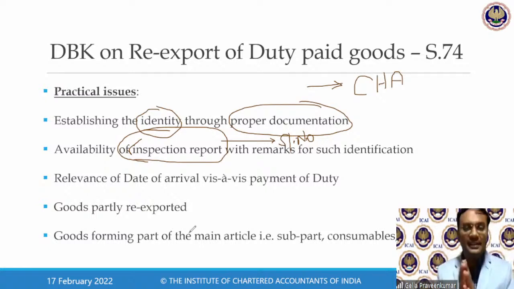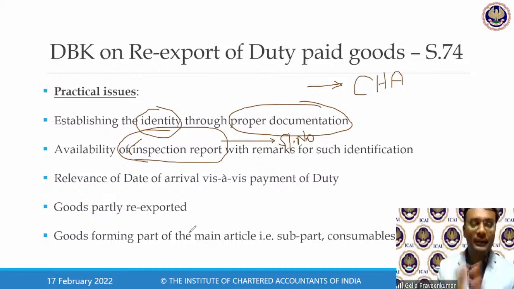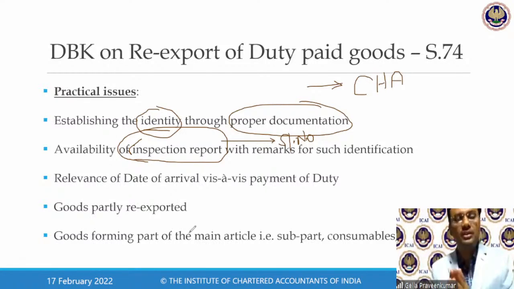Say in the case of a business scenario, what do I have to do? There are agents called insurance agents. Why do I have to have insurance? If something goes wrong, I have to file a case with the insurance authorities. So the insurance authorities also call for this inspection report.